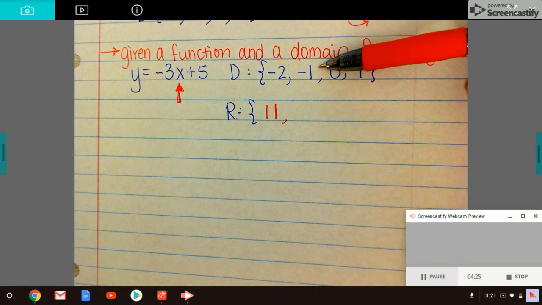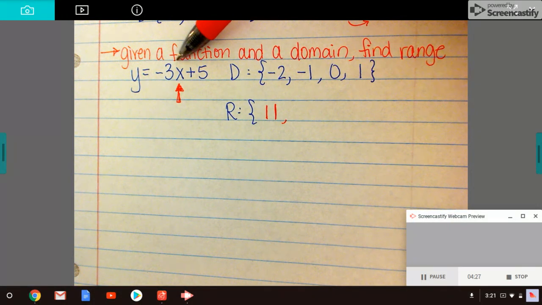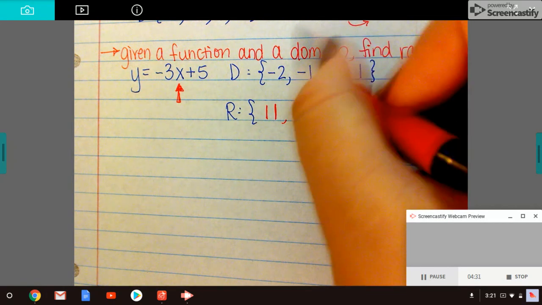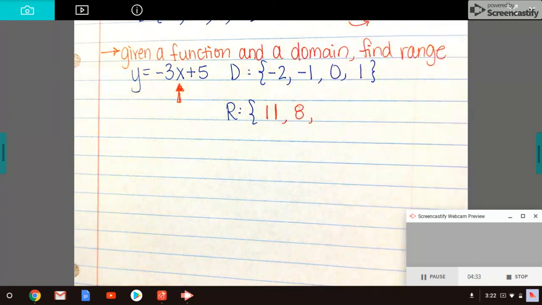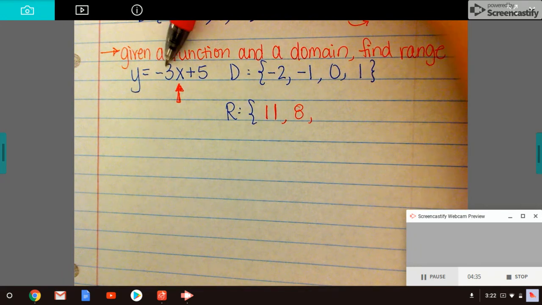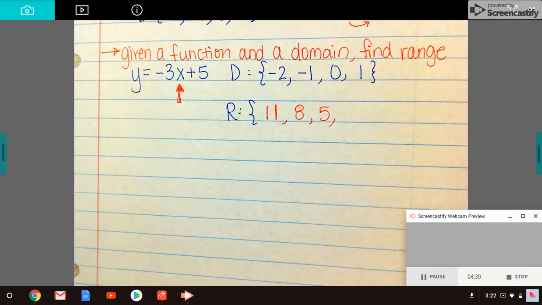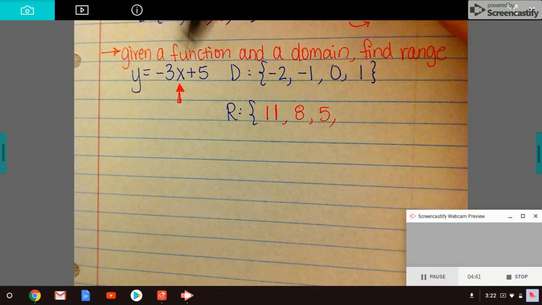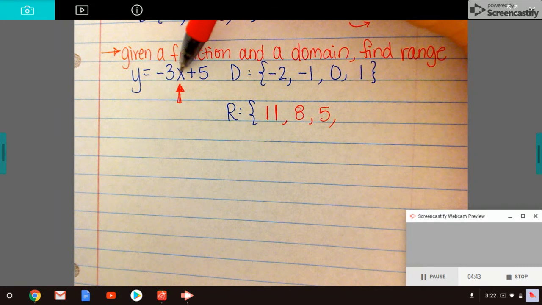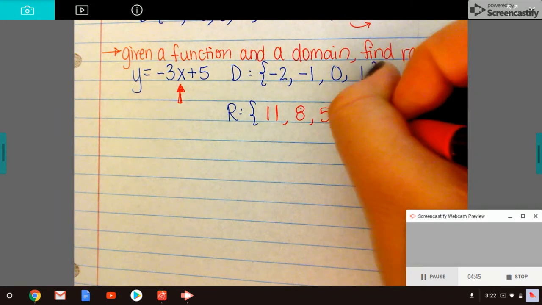If I plugged in a -1, I've got -3 times -1 is 3. 3 plus 5 is 8. If I plug in a 0, -3 times 0 is 0. This goes away, and I've got 5. And lastly, if I plug in a 1, -3 times 1 is -3. -3 plus 5 is 2.